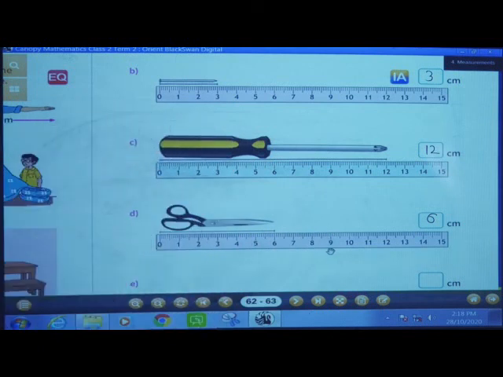Next, E and F will be the homework. Remaining two sums will be the homework, E and F. You have to measure the length of this object and write in the box.